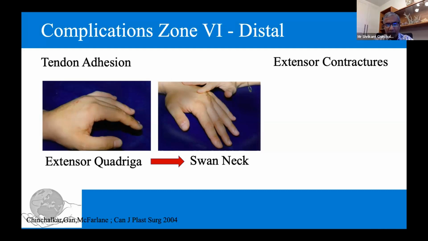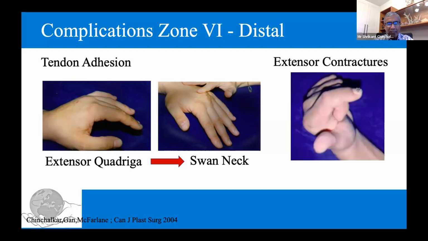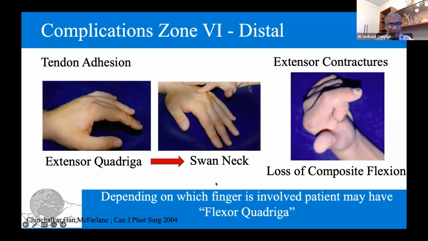The other complication associated with immobilization is extensor contracture, which prevents the patient from performing complete composite flexion. And composite flexion is flexion of the MCP, PIP, and DIP joints. So depending on which finger is involved, the patient may have flexor quadriga.